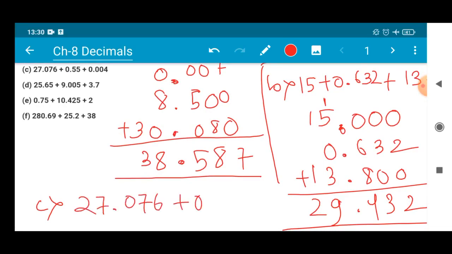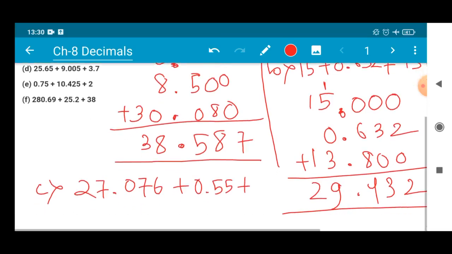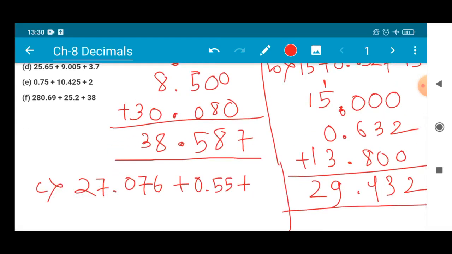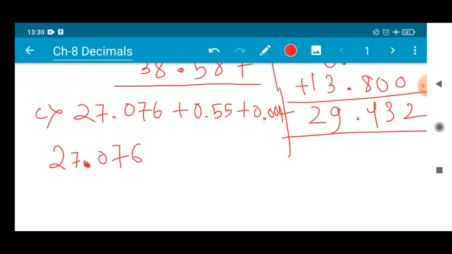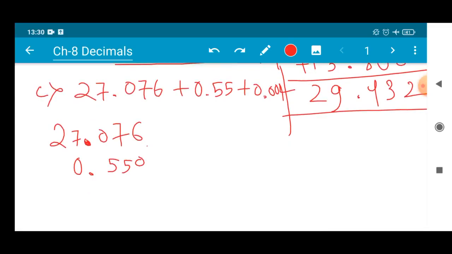27.076 plus 0.55 plus 0.004. Okay, so let me write this a little clearer here. Now 27.076, there is a point here, don't forget. Now 0.55, so 0 should be written here, then 0.55. I can write 0 to make a pair of 6. So 0.004 can be written like this.